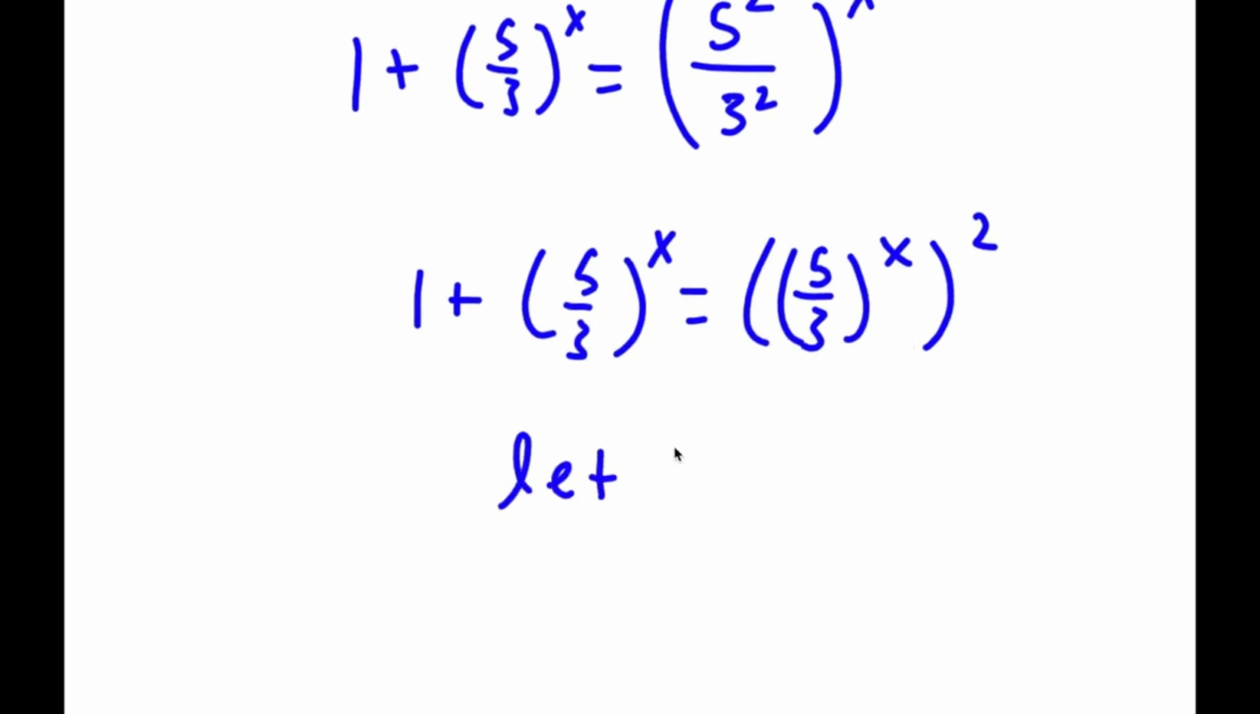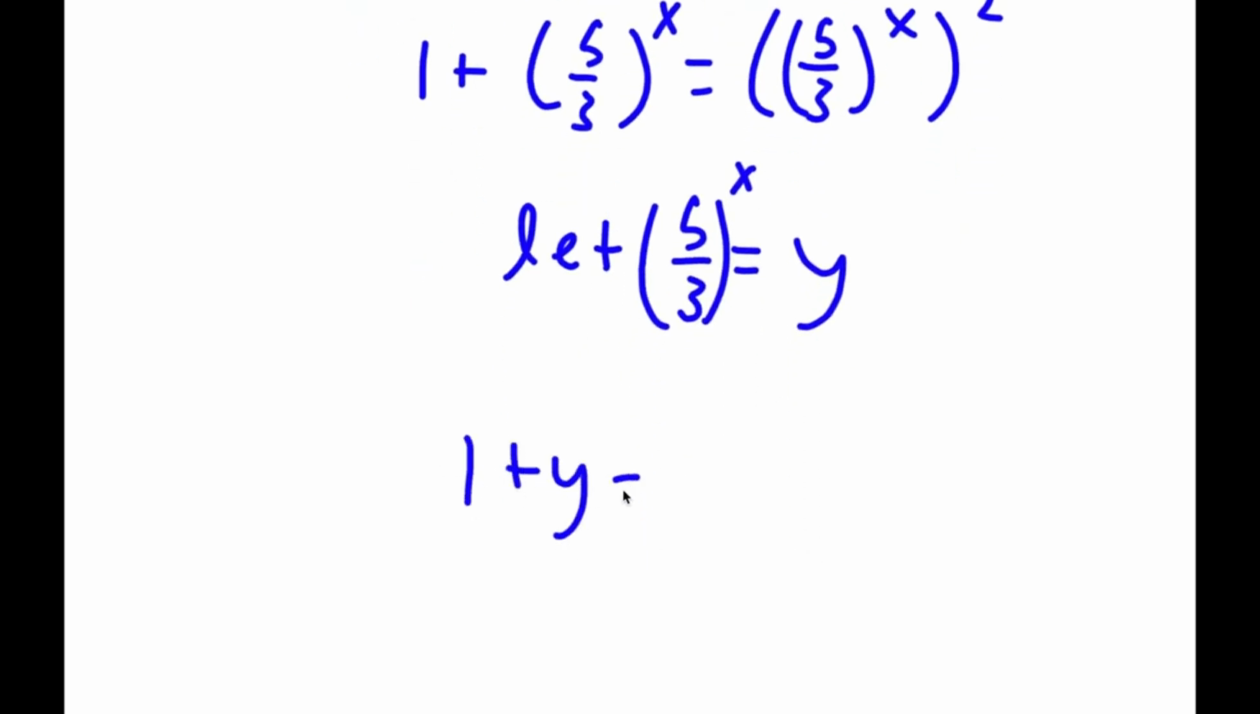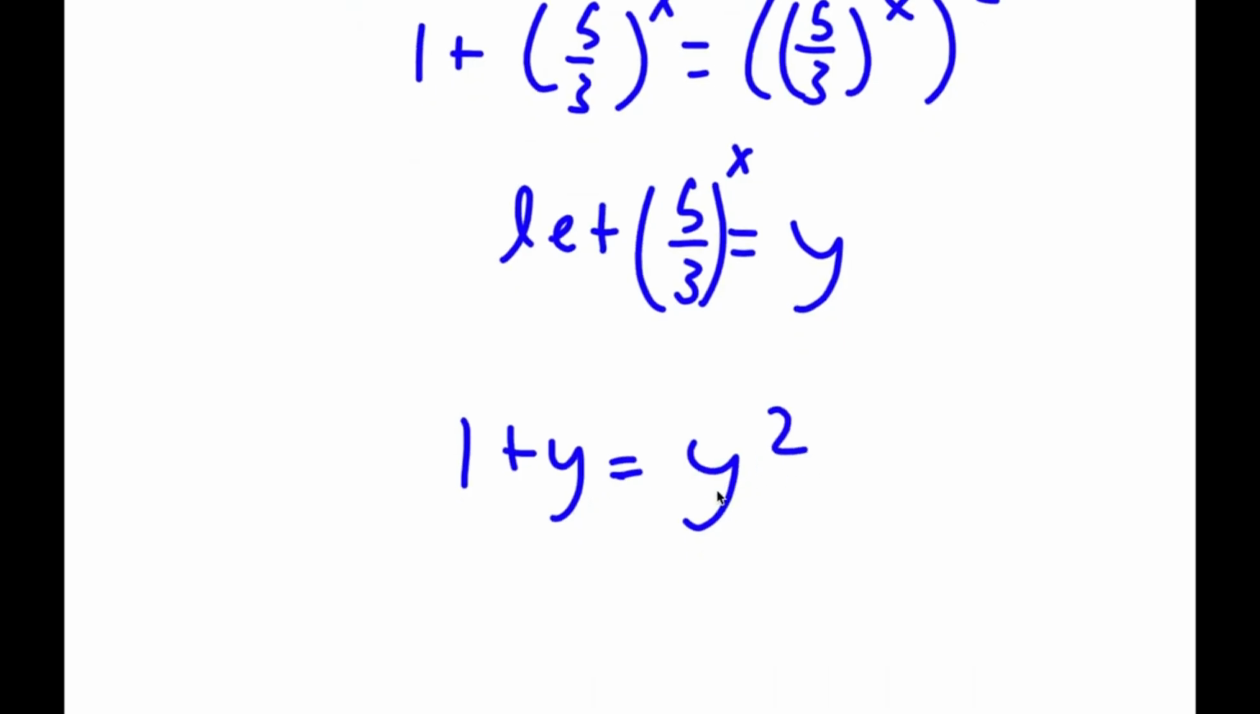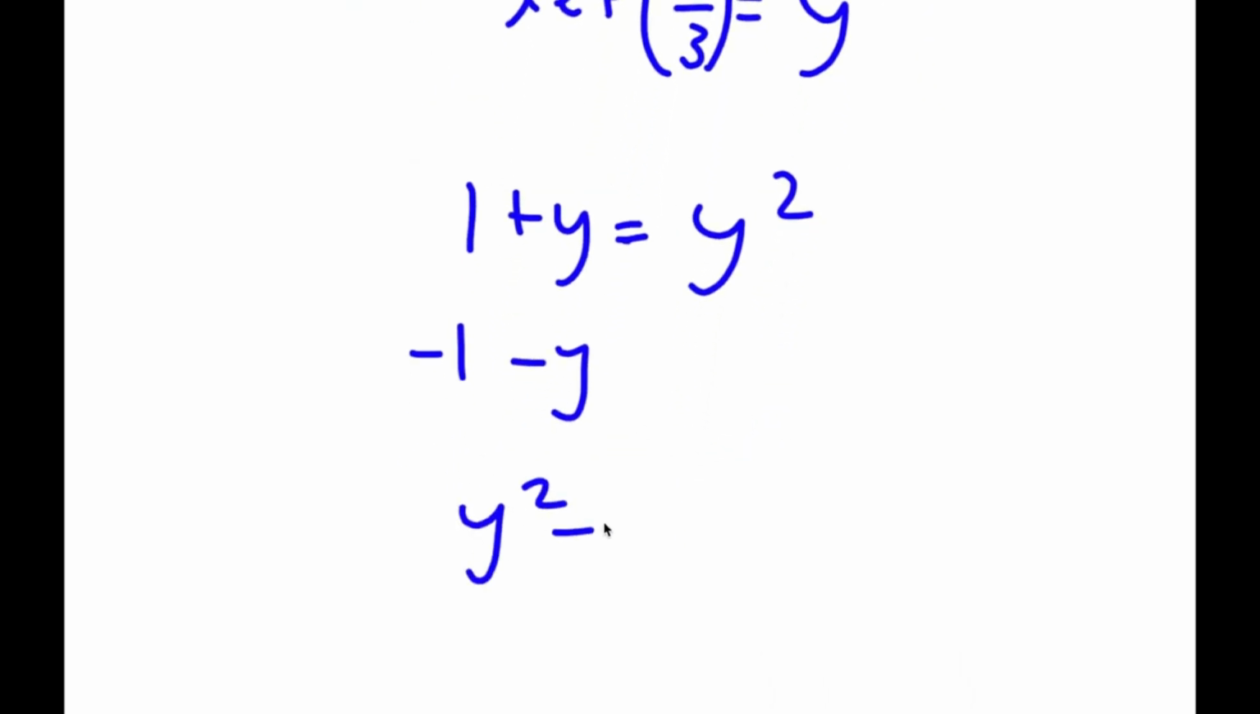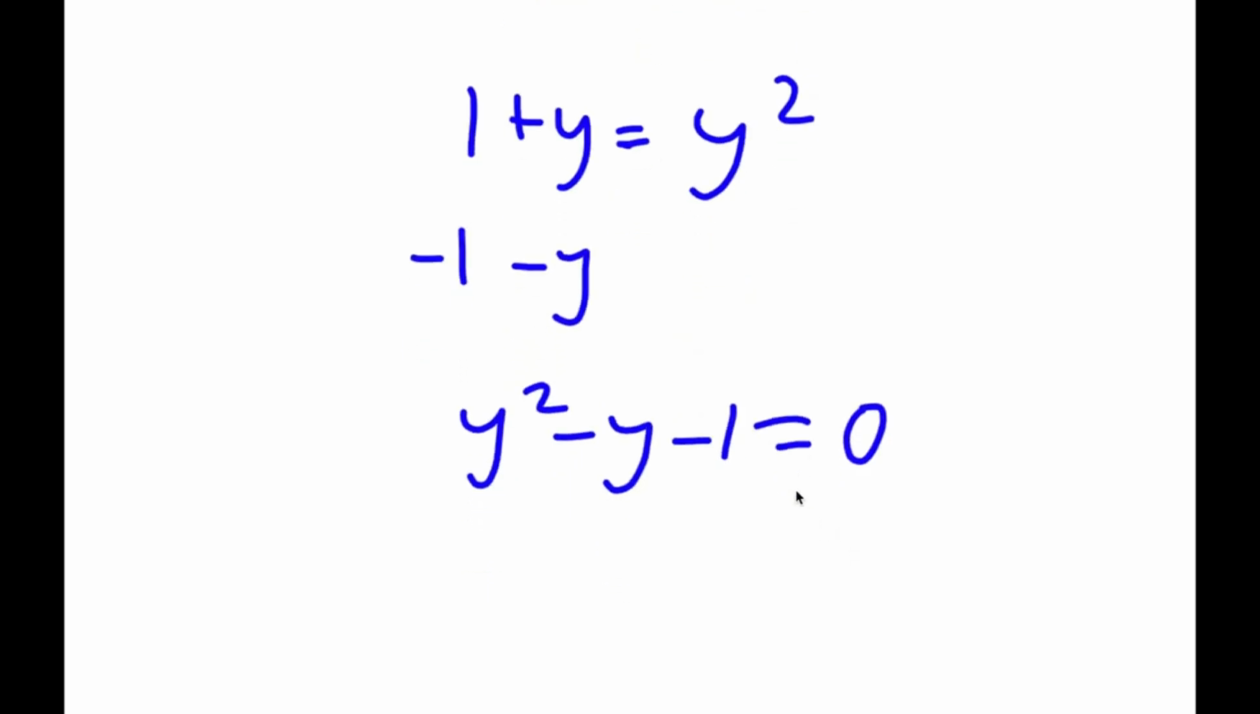Now I'm going to let 5 over 3 to the power of x equal to the variable y. So now I have 1 plus y is equal to y squared. Now I'm going to subtract y and 1 on both sides, so now I have y squared minus y minus 1 is equal to 0.